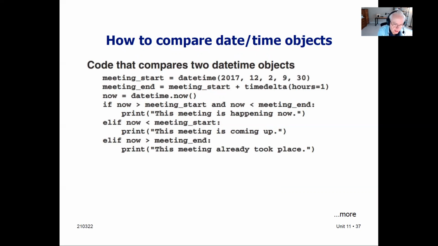And then using the timedelta, we're going to figure out the meeting end because the meeting is supposed to be 1 hour. So timedelta hours equals 1. We want to add that to the meeting start. And then we have to have a now object, which we get from the datetime class now method. And then now we can do the comparisons. If now is greater than the meeting start and now is less than the meeting end, then print the meeting is happening now. Else if now is less than meeting start, the meeting is coming up. Else if now is greater than meeting end, the meeting has already taken place.